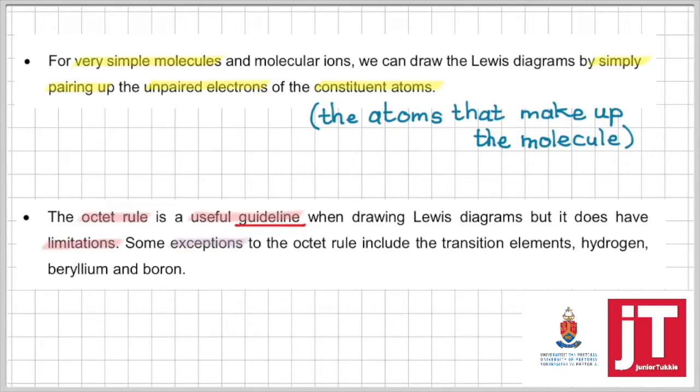Some exceptions to the octet rule include the transition elements, hydrogen, beryllium, and boron. Hydrogen is happy with 2 valence electrons, beryllium is happy with 4, and boron is happy with 6. We will be applying the octet rule in the third and last problem contained in this video.